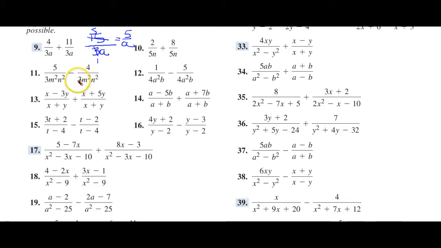Now, this is critical. Our common denominator will be 3m squared n squared. And now this is critical. Now I often suggest change this to plus and put the negative over there. So this is going to be 5 minus 4, which will be a 1 then over this common denominator.